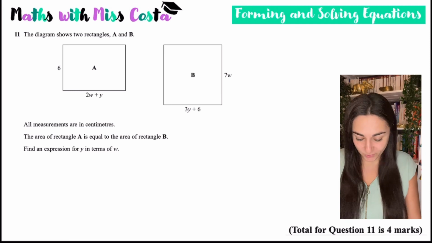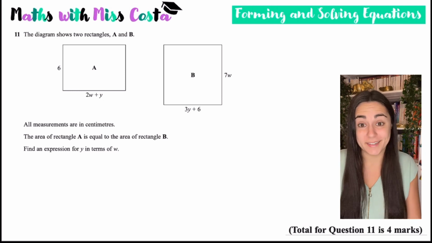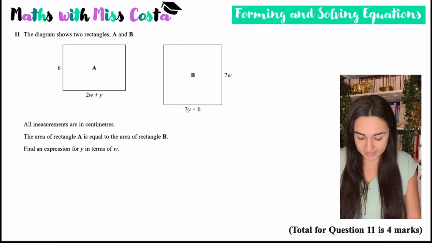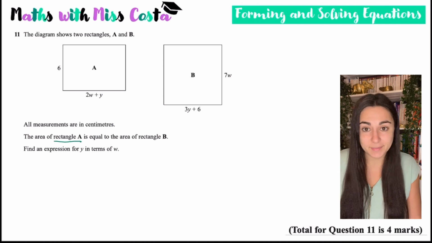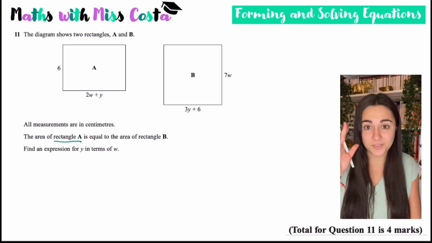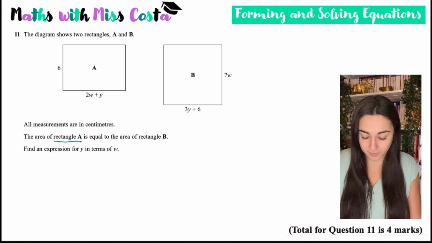Okay, so here we've got another case of forming and solving equations, and we are shown 2 rectangles and told that their areas are equal. So knowing this, what we want to do is find an expression for the area of each rectangle. How do you work out the area of a rectangle? You just do length times by width, or base times height.